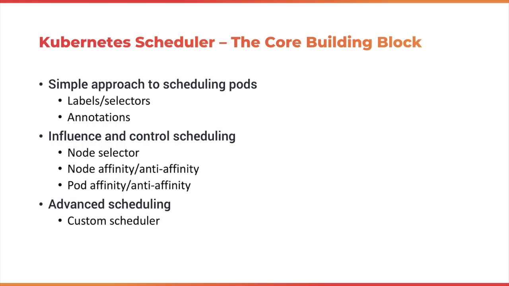And then we can use more advanced concepts such as node affinity, anti-affinity, pod affinity and anti-affinity to completely control the way pods are scheduled. If none of these are useful or helpful to you, you can even write a custom scheduler that will work hand in glove with Kube Scheduler to decide how your unit of execution is going to be scheduled. So Kubernetes Scheduler is the core building block of the control plane that decides and executes the scheduling process.